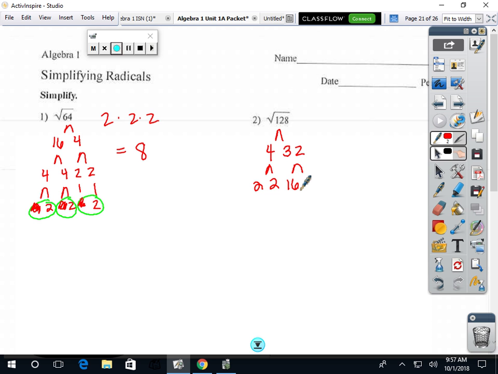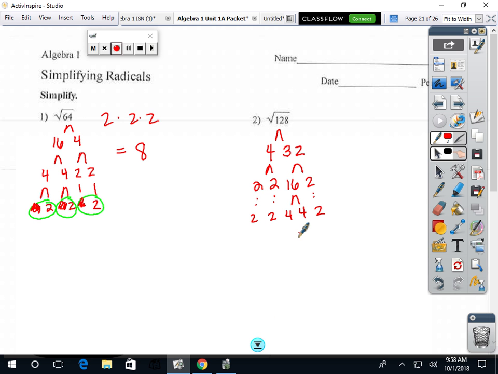16 and 2, okay, or 8 and 4. Either one of those would work. This 2 is prime, so it just continues to drop. But this 16 breaks down into a 4 times 4, 8 times 2, and then this 2 is prime, so it just drops. Are we done with our factor tree? Not yet, because we still have numbers in it that are not prime, right?